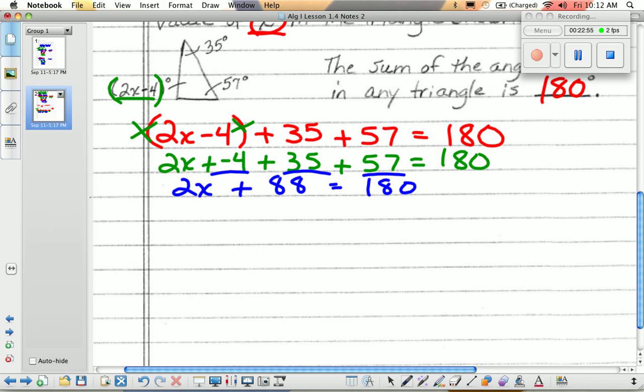So go ahead and solve this equation for x. Stretch yourself, see if you can process through what is 180 take away 88 without a calculator.